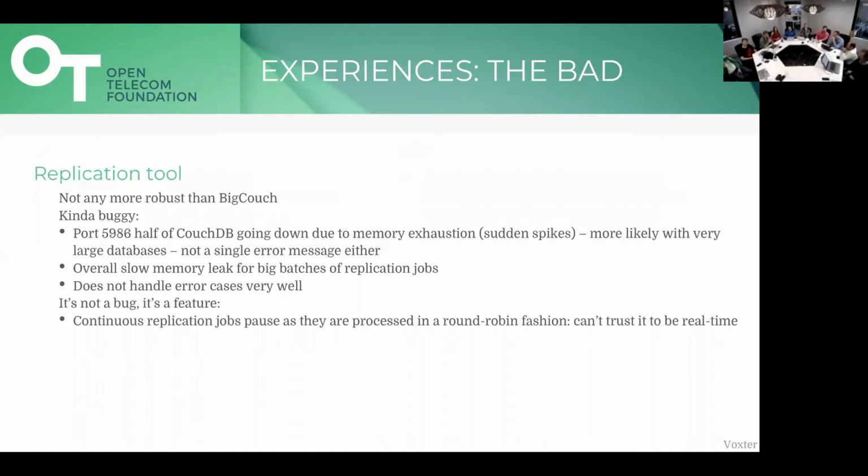Also, it's not a bug, it's a feature. Continuous replication jobs pause and they switch around in a round robin fashion. At first, I thought they were all supposed to be simultaneously running, and I was like, why does my active tasks show only a portion of my continuous replication jobs? It's for memory and CPU reasons. They stop some jobs and they start others up. You can't trust it to be real time ultimately, which is a pretty big caveat of that.